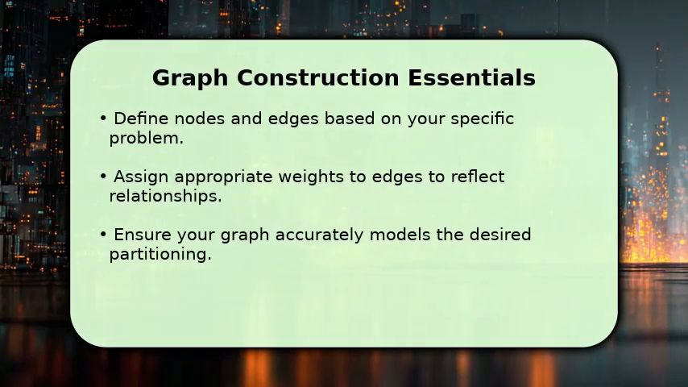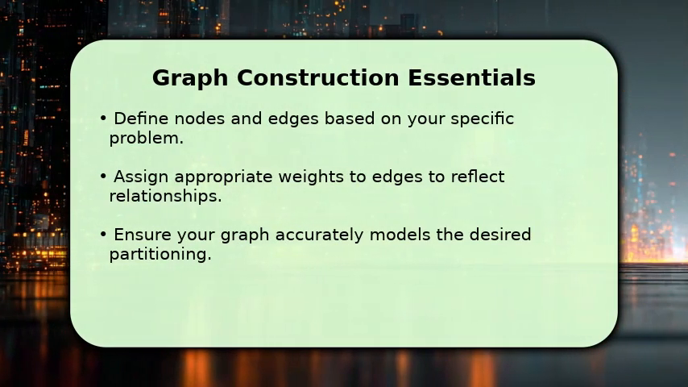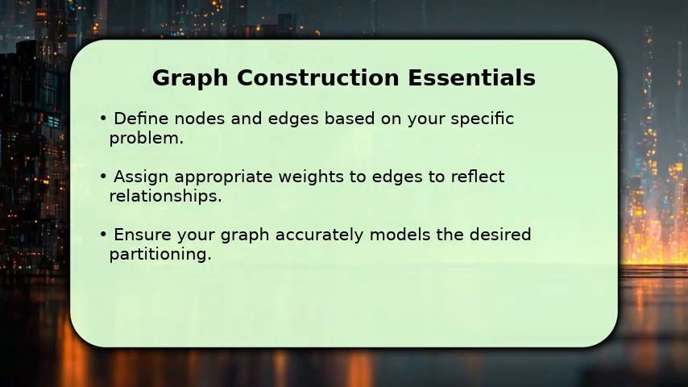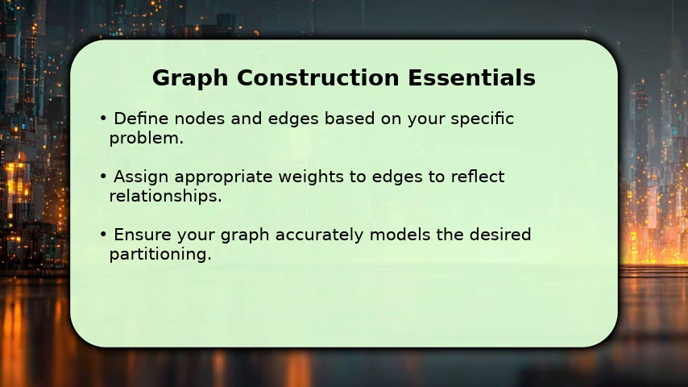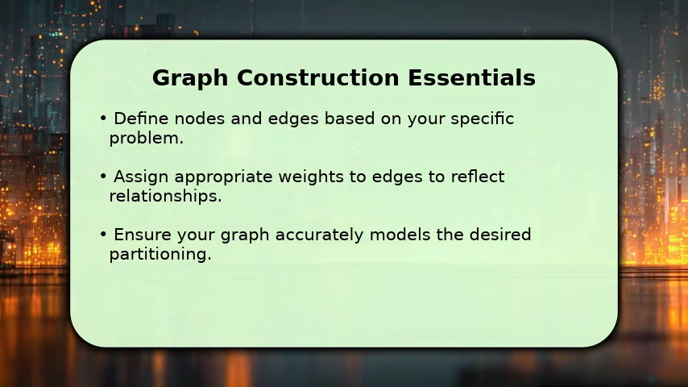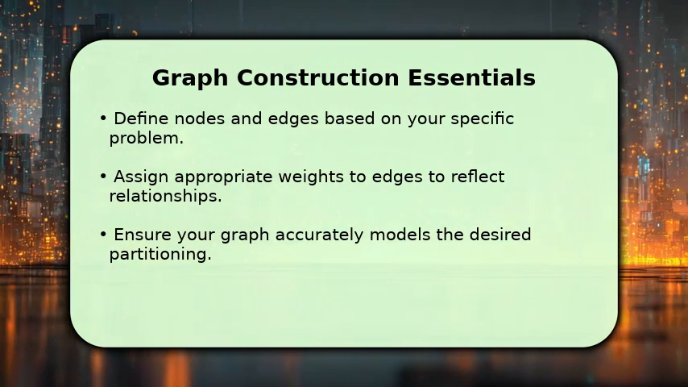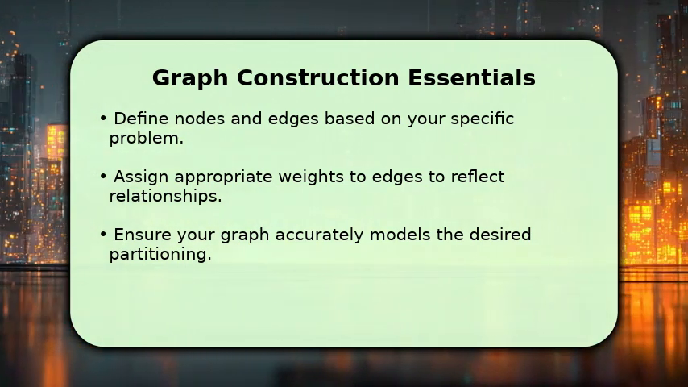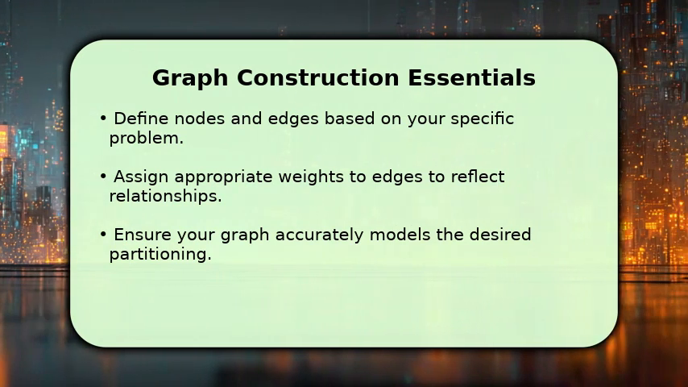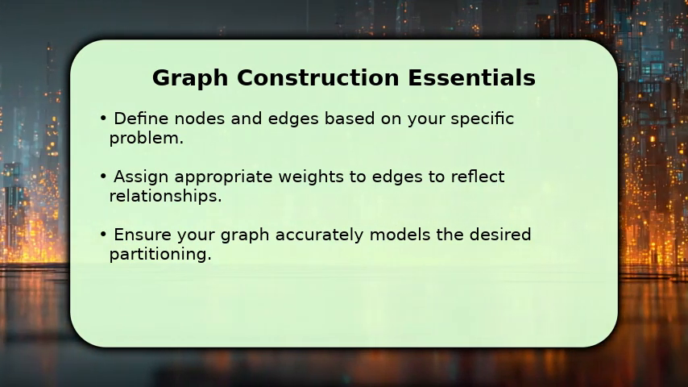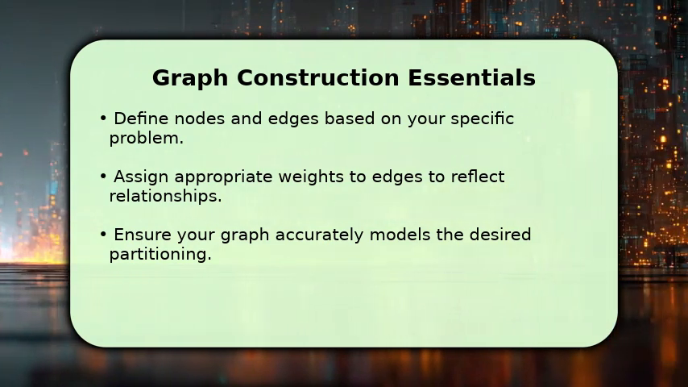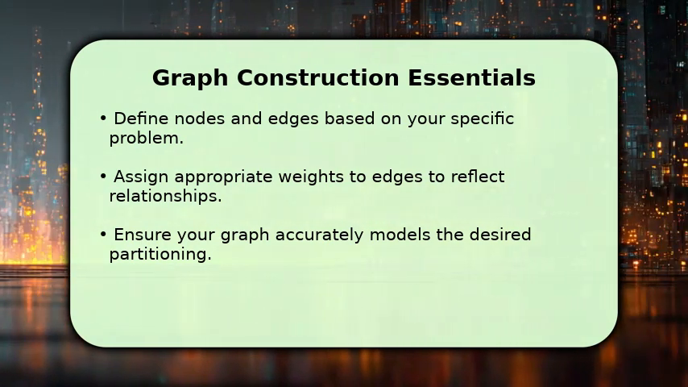To effectively use max cut, you must first accurately construct your graph. Identify your problem's entities as nodes and the relationships between them as edges. Assign numerical weights to these edges, reflecting the strength or importance of each connection. For instance, a strong connection might have a weight of 10, while a weaker one has a weight of 2. This precise modeling ensures the algorithm correctly understands the partitioning objective, leading to meaningful results.